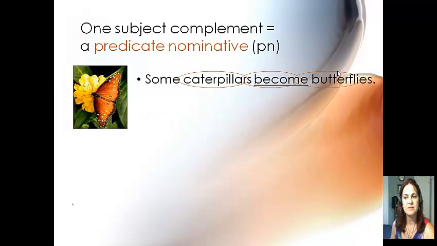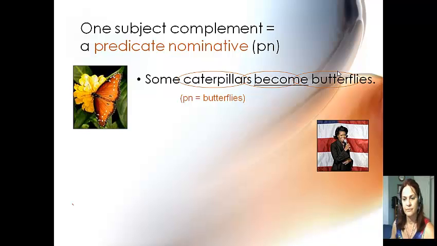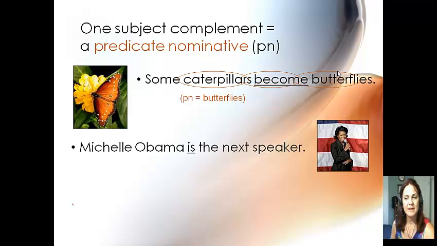Some caterpillars become butterflies. So my linking verb is become, my subject is caterpillars. The linking verb connects caterpillars to butterflies. So my predicate nominative is butterflies. Michelle Obama is the next speaker. So my linking verb is. Michelle Obama is my subject. Is connects Michelle Obama with speaker. So my predicate nominative is speaker.